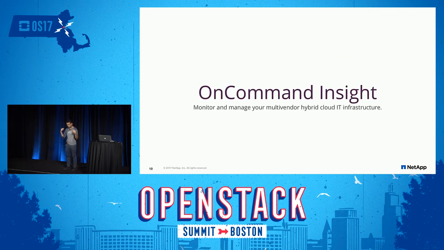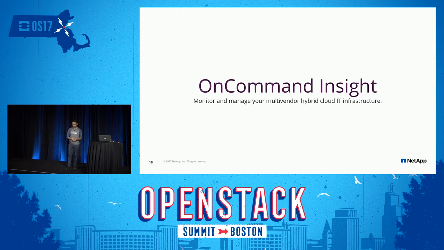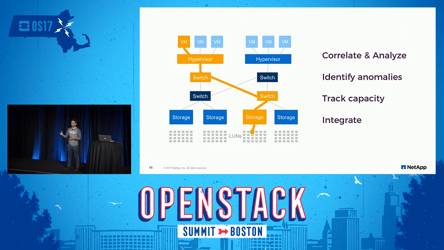Those are some of the problems that NetApp's OnCommand Insight can help solve, which is an open platform for managing your hybrid cloud environment. And of course, that includes OpenStack. It's able to do all of this because it's using machine learning and statistical analysis in the background to correlate and analyze the different logical and physical pieces of your infrastructure. It's also able to identify anomalies so that you can be more proactive. It also tracks capacity, so going back to the point that we need to be ready for the future, having those capacity metrics allows you to plan in a better manner. And last but not least, it lets you use all of this useful information in an automated fashion across the different components of your data center workflow.